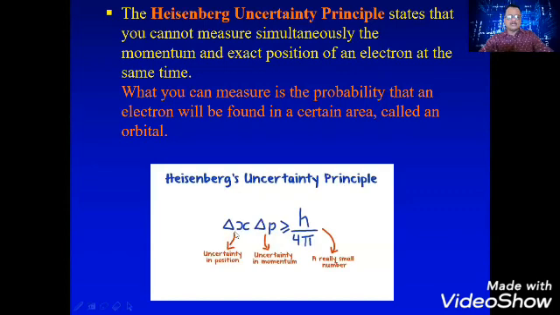Delta x is the uncertainty in position, because you cannot determine the exact position of an electron. When you determine the position of an electron, there will be some error, and that error is called uncertainty. Similarly, you cannot determine the exact momentum of the electron. When you measure the momentum of an electron, there will be some error, and that error is called uncertainty. The Heisenberg uncertainty relationship states delta x times delta p is greater than or equal to h by 4 pi, where h is called Planck's constant.